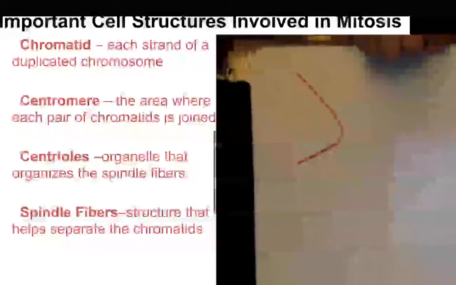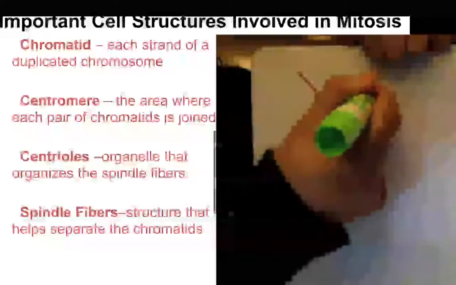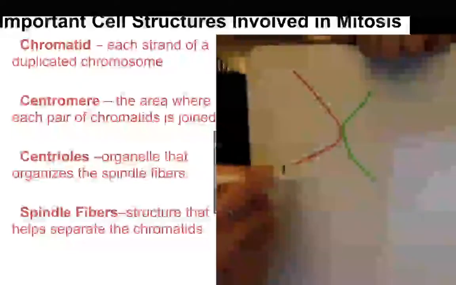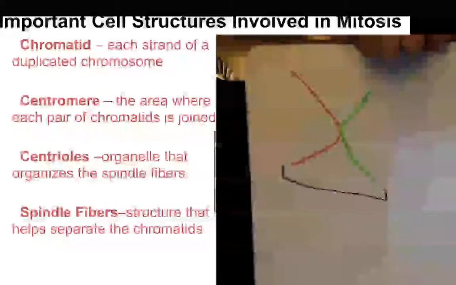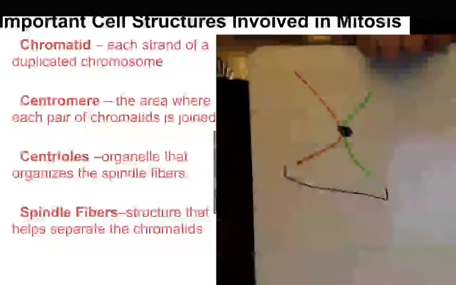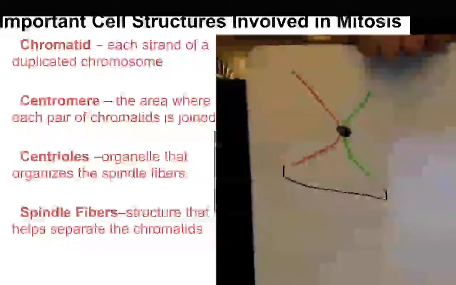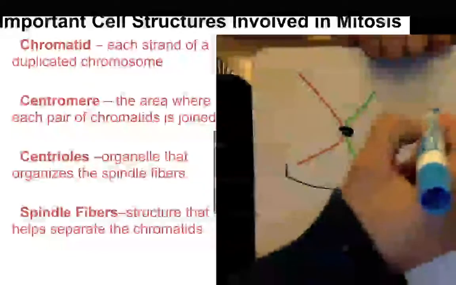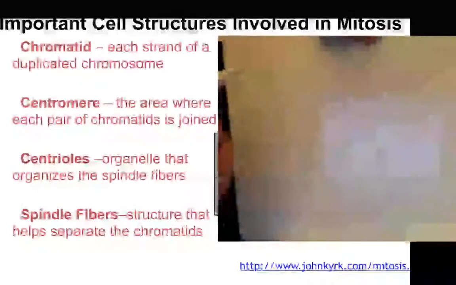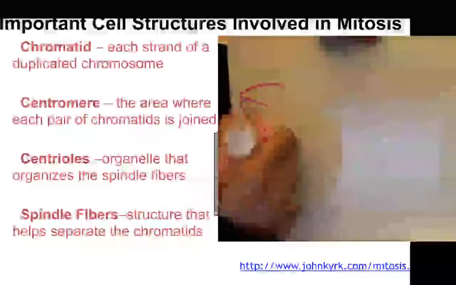These 2 chromatids are called sister chromatids since they are exact copies of each other. The whole X structure is called a chromosome, and the strands are attached at the center with a centromere. Another structure that's important is the centriole, which organizes and moves the spindle fibers. The spindles will pull apart the 2 chromatids.